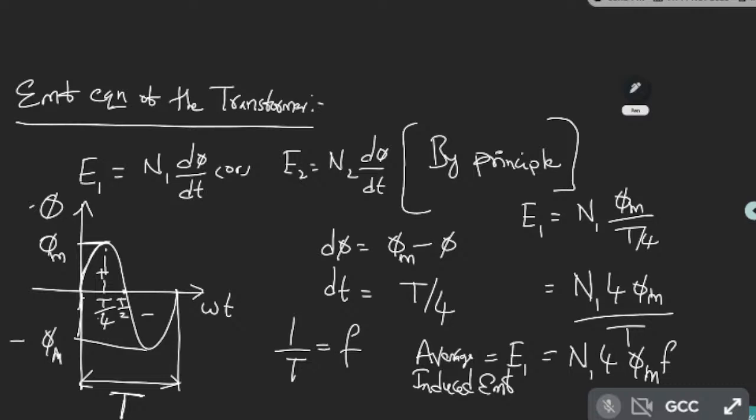RMS value. Is there any relation between RMS value and average value? VRMS? Relation between RMS to average. What is meant by form factor? What is the formula for form factor? If you are unable to remember this formula, that is very difficult.